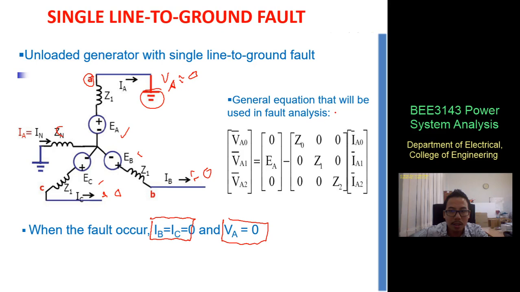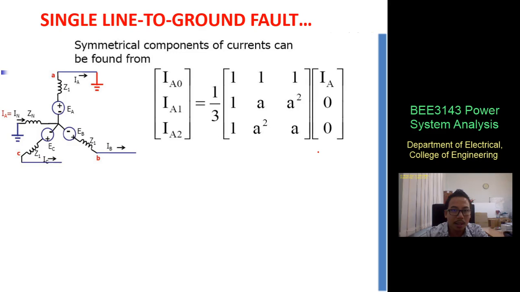The equation used in fault analysis is this matrix: VA0, the zero sequence of VA, then VA1 and VA2, equals 0, EA, and 0, minus the matrix of Z0, Z1, Z2 times IA0, IA1, IA2. Remember, the generator is placed only in the positive sequence, while there is no generator in the zero and negative sequences. This is the basic equation for single line to ground.